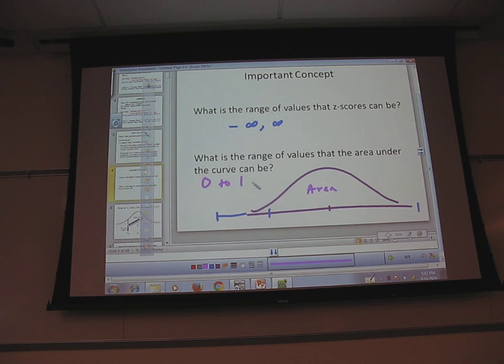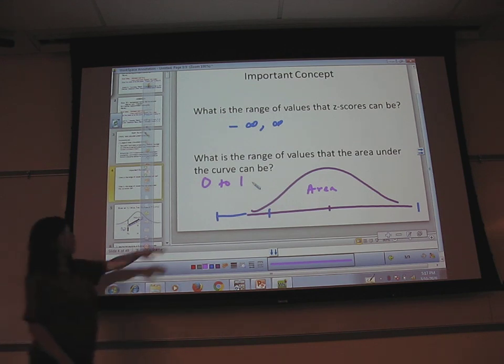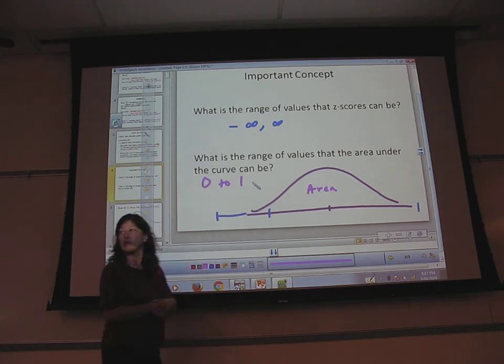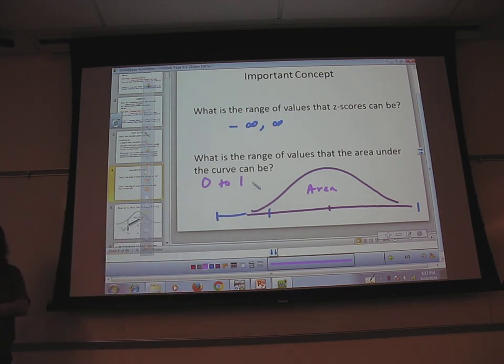Does everybody understand that? In other words, it's a probability from 0% to 100%. Right, anywhere in there. Good? Does everybody understand that? 100%, not 100, because 100 is a lot different than 100%.